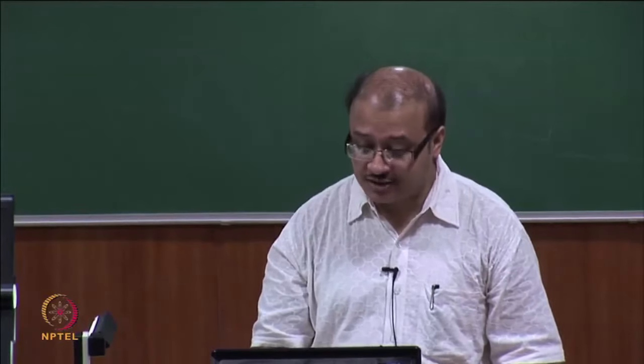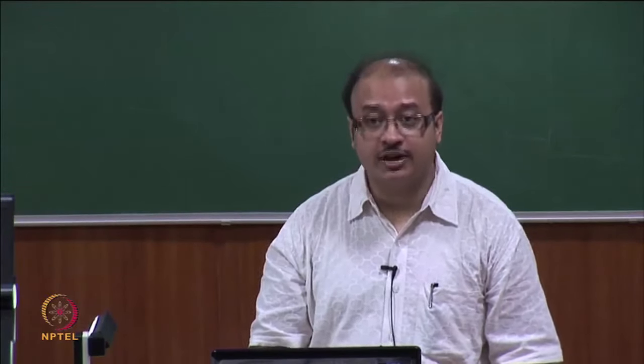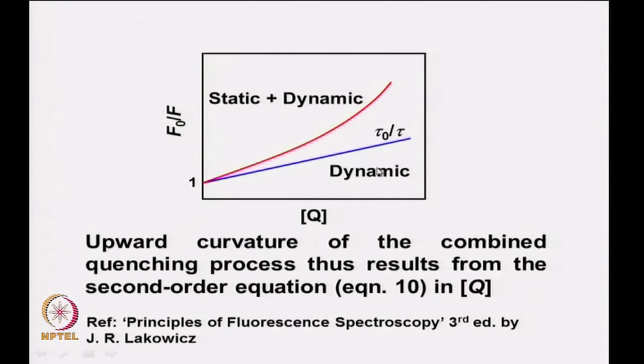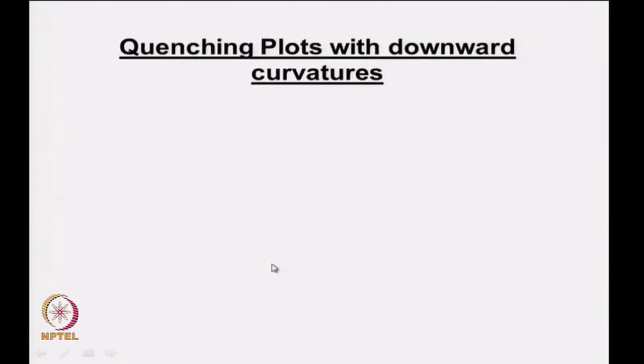That is essentially what has been shown here. This red plot again is a combined one, and the blue plot is tau0 by tau, which is telling you that this is the dynamic part of that combined plot. Remember, if you plot tau0 by tau for the static one, it should be just parallel to the x axis, that means it should be 1. As I just said, the upward curvature of the combined quenching process results from the second order equation, equation 10, in Q.